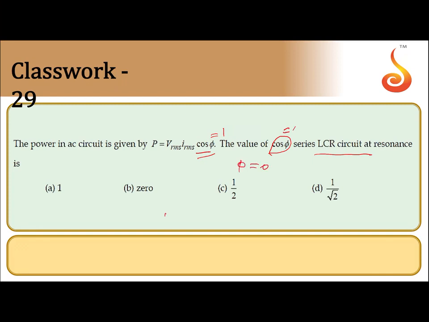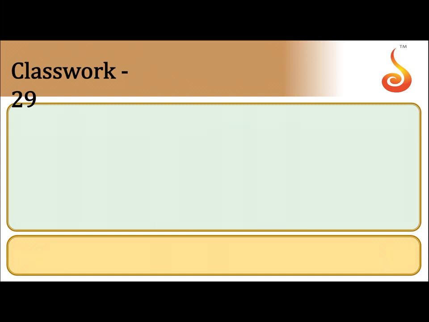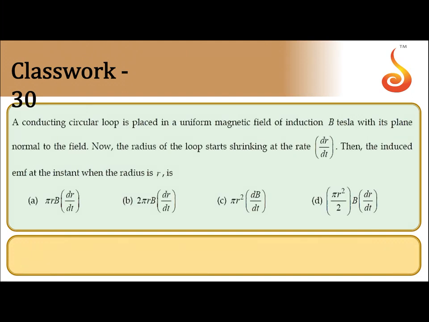So cos phi is called power factor. So at resonance power factor will be equal to 1. Phase difference is 0, but power factor is 1. That is option A. Okay, we shall move on to next one.